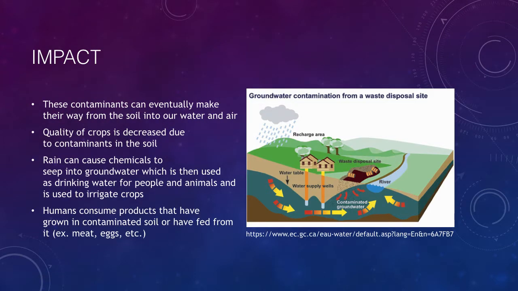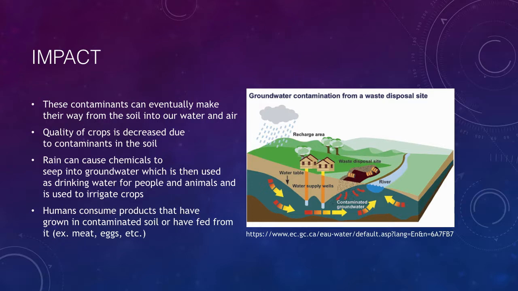These contaminants can eventually make their way from the soil into the water and air, which can cause plants and crops to absorb the contaminants. Over time, this can reduce the quality of the crops. When it rains, the chemicals from the soil seep into the groundwater, which supplies drinking water to most rural areas. This water is also given to livestock and used for irrigation to grow food.